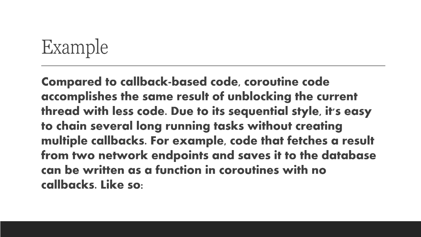And for example, say we have code where we fetch a lot of results from two network endpoints and save them to the database. That means we fetch data from two different networks and put it in our database. In that case, it has to be written as a function in coroutines with no callbacks.